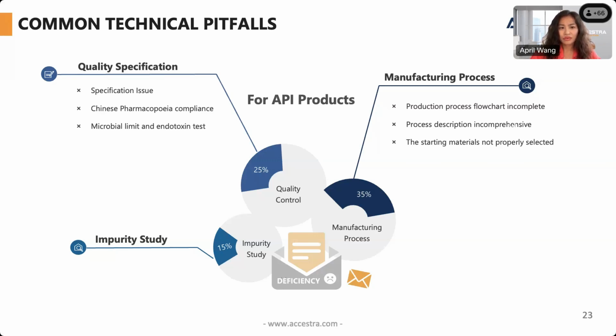And the last one, around 15%, is relating to impurity study. For example, lack of elemental and genotoxic impurities, or structural formulas for some impurities. This will also concern the CDE reviewers.